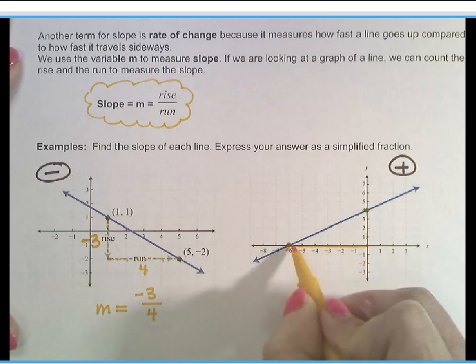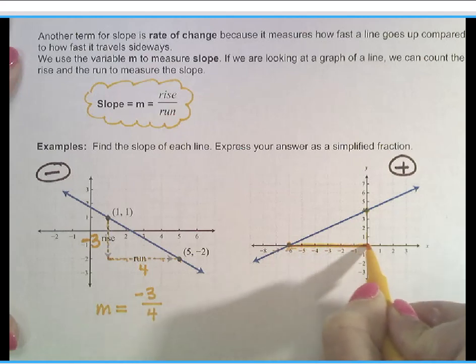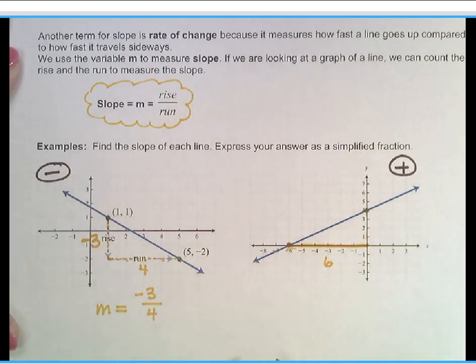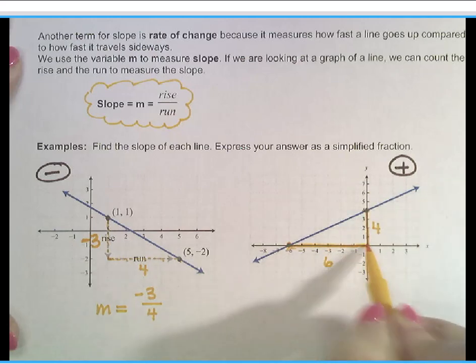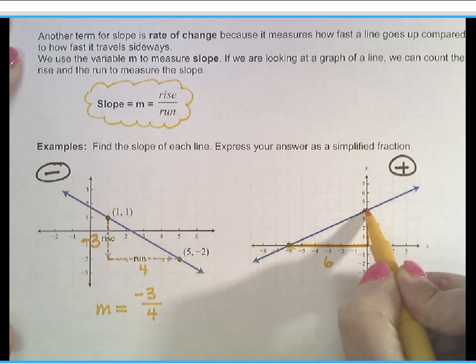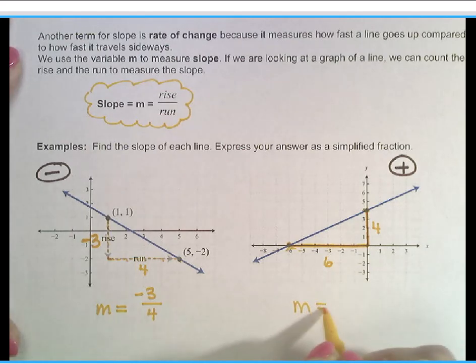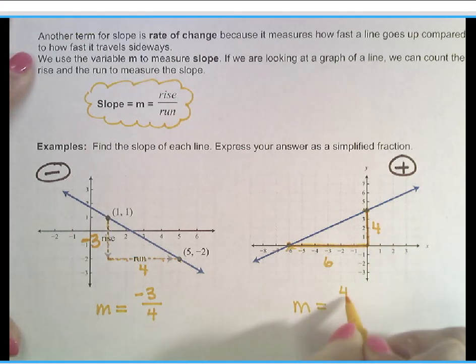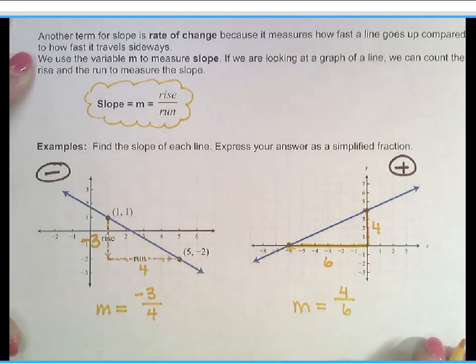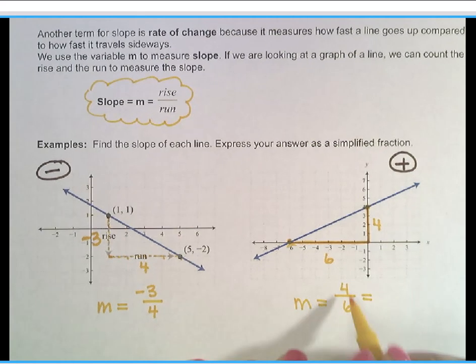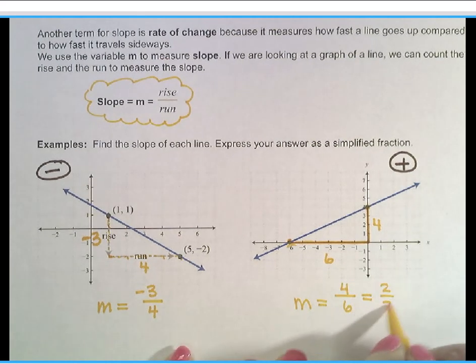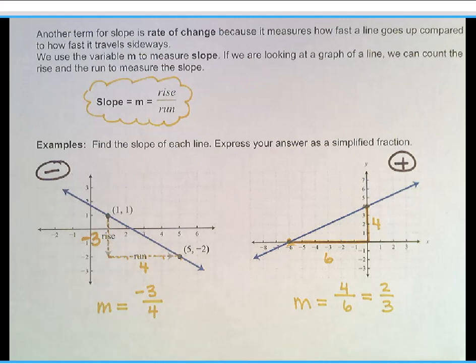So this distance, how far I would have to run from -6 over to 0, that would be a run of 6. And how far up would I have to go? 1, 2, 3, 4. It's like you'd have to run 6 blocks and go up 4 floors to get to the next point. So my slope is going to be my rise, which is 4, over my run, which is 6. And if you get a fraction that you can simplify, you should try to simplify it. So each of those can be divided by 2. So 2/3 would be the slope.